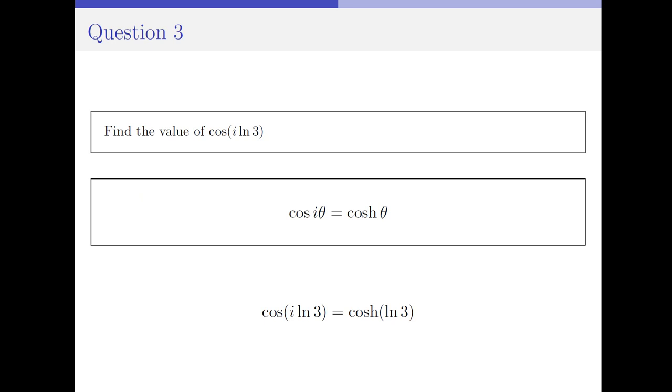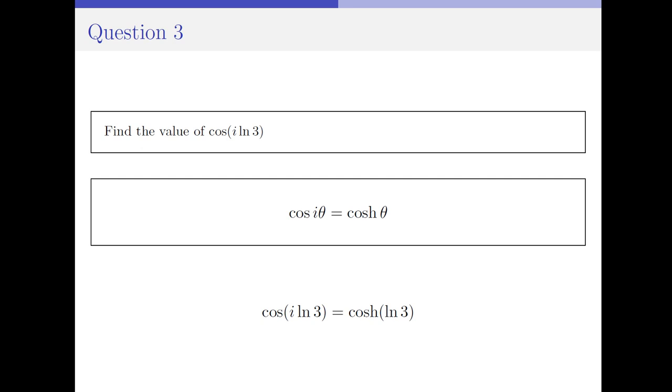The cosine of i theta is equal to cosh of theta. So in this example, cosine of i natural log 3 is equal to the cosh of the natural log of 3, or cosh ln 3. That would be the first step here, recognising that formula. Now these are all in the formula sheet, so don't panic about remembering them. That would be your first stage.